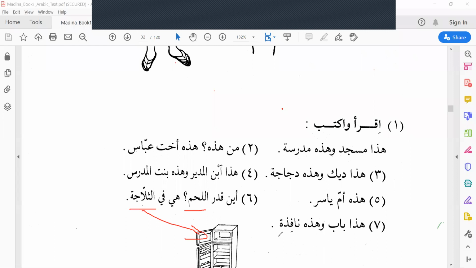Hada babu wa hadihi nafidatun. Nafidatun I think we have already learned. Window. Babun means door. Nafidatun means window. Ummu means mother. I think the rest, everything we already learned. Lahmu, meat. Thallajatun, fridge. So you have to read and write with the harakat and the translation.